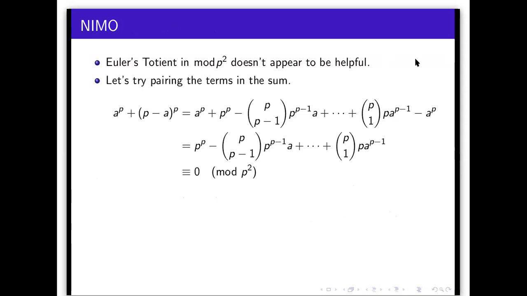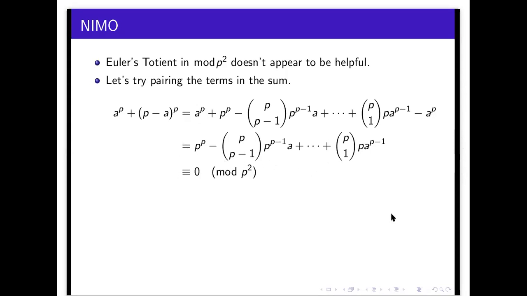And in this case, it does, because if we expand p minus a to the p with the binomial theorem, it starts out like p to the p minus p choose p minus 1, p to the p minus 1 a, plus a bunch of other terms. But since p is an odd prime number, the last term we know has to be minus a to the p. So that cancels out the a to the p from the beginning. Then we end up with this sum.